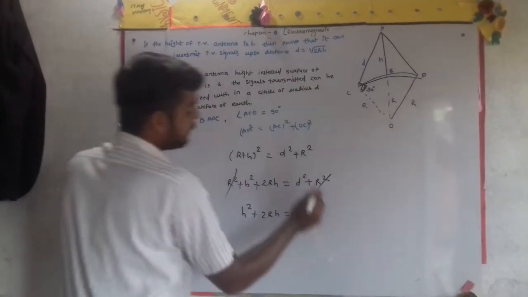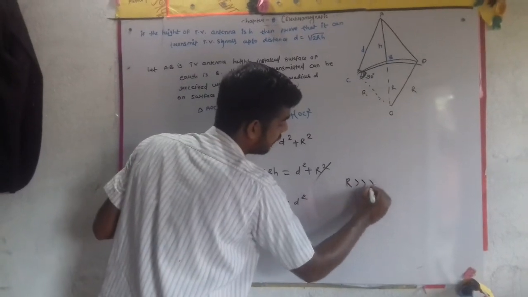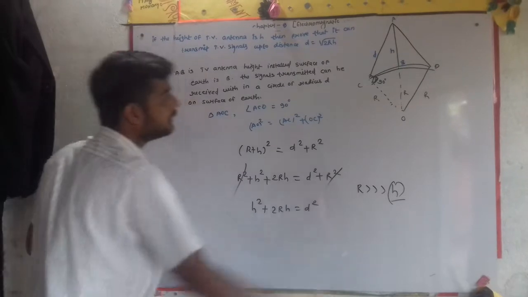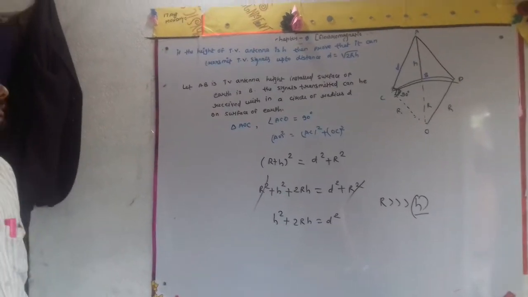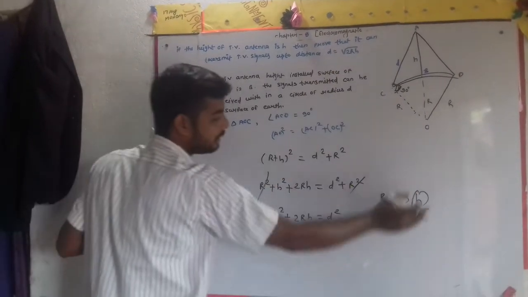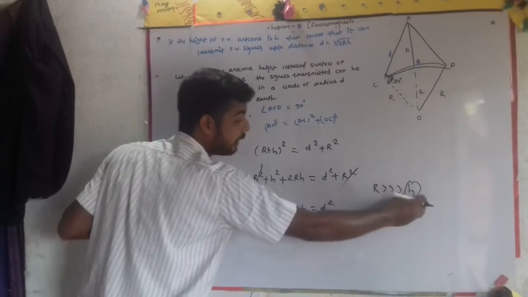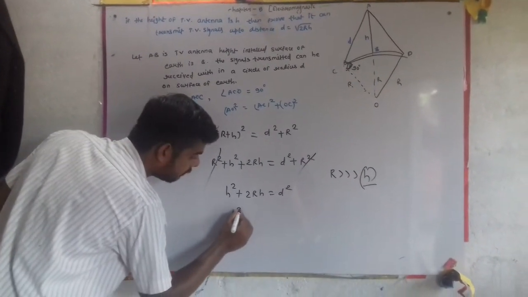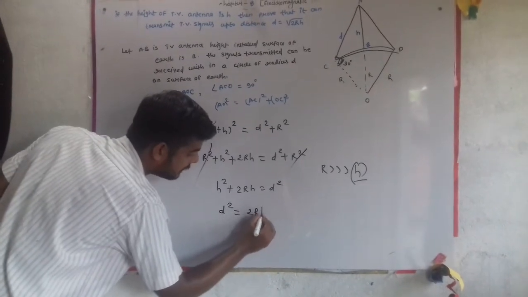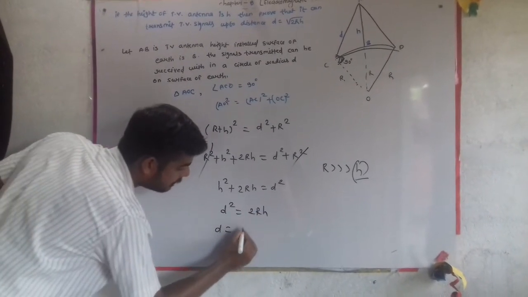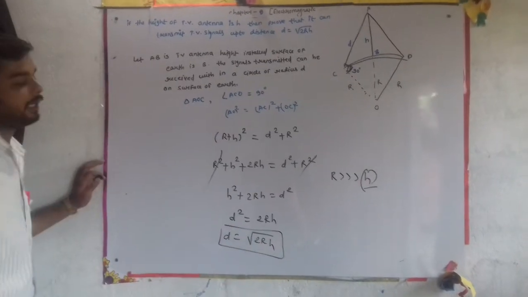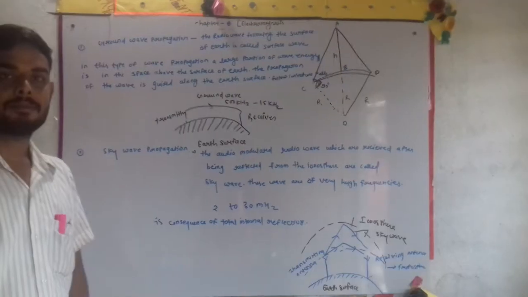In the diagram we'll see that R is very much greater than h, where h is the height of the TV antenna. We can neglect h because R is the radius of the earth. In comparison with the radius of the earth, the height of the antenna is negligible. Then we have only d square equal to 2Rh, or d equal to under root 2Rh. That is our desired derivation. Thank you.